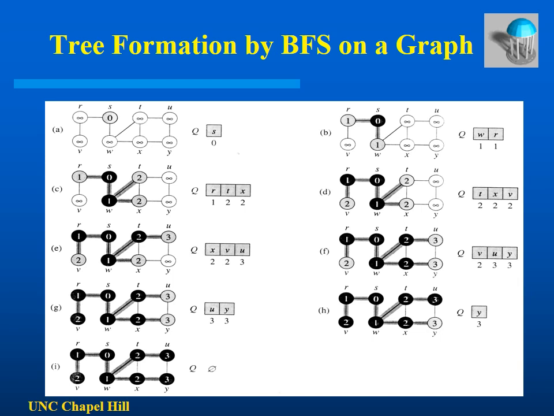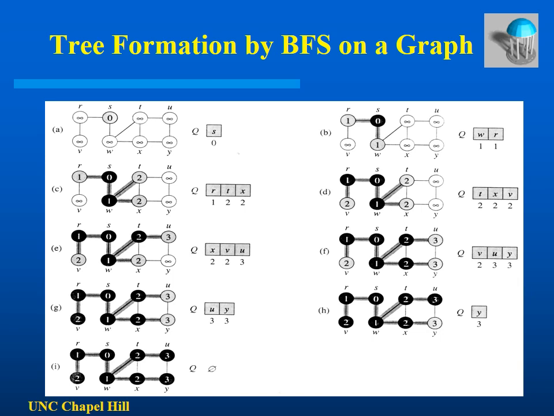At this point, we're done dealing with the nodes adjacent to S, and we go back and take something off the Q at the head, namely W, leaving R on the Q. And then in figure C, we see that the two vertices adjacent to W, but previously undiscovered, have been put on the Q.